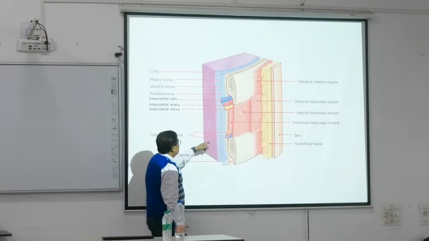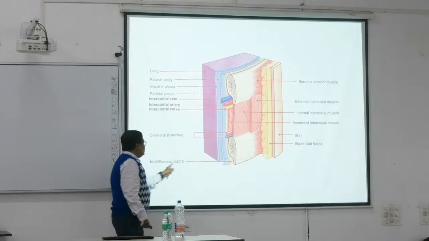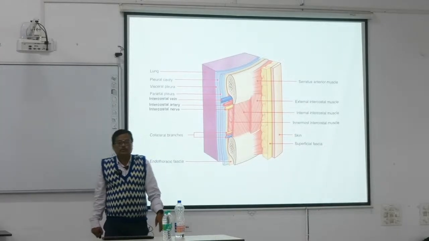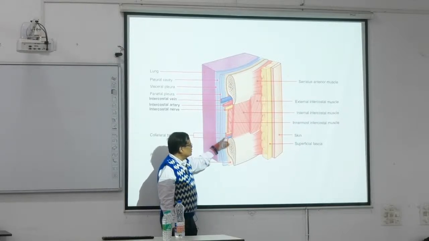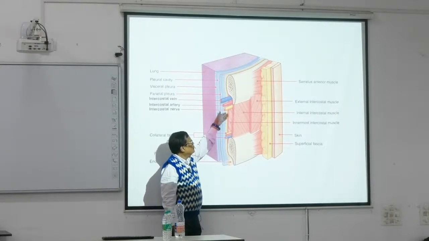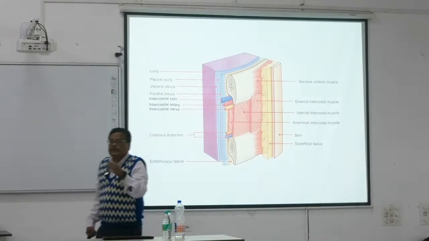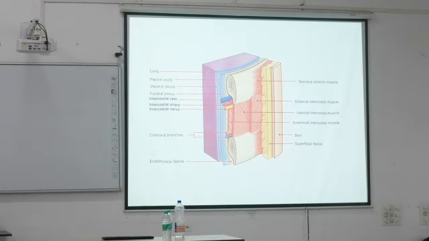Then we get a layer, that layer is the endothoracic fascia, which covers the inner side of the innermost intercostal muscle and the bone. It is called a loose layer of membrane of connective tissue. We call it endothoracic fascia.